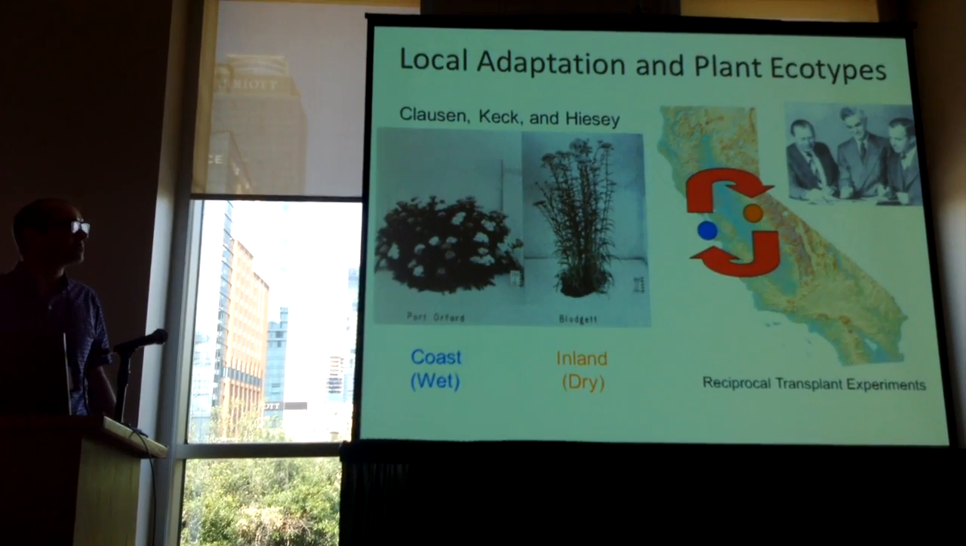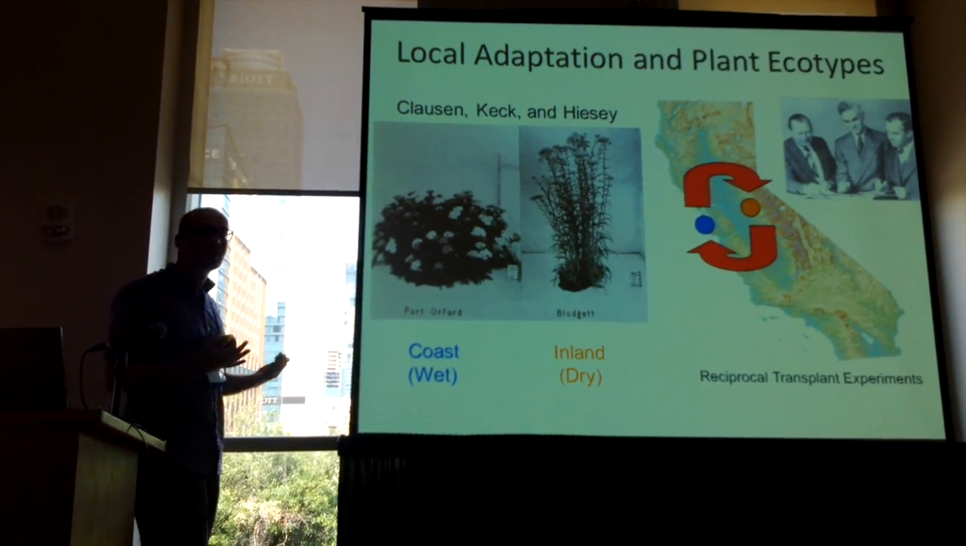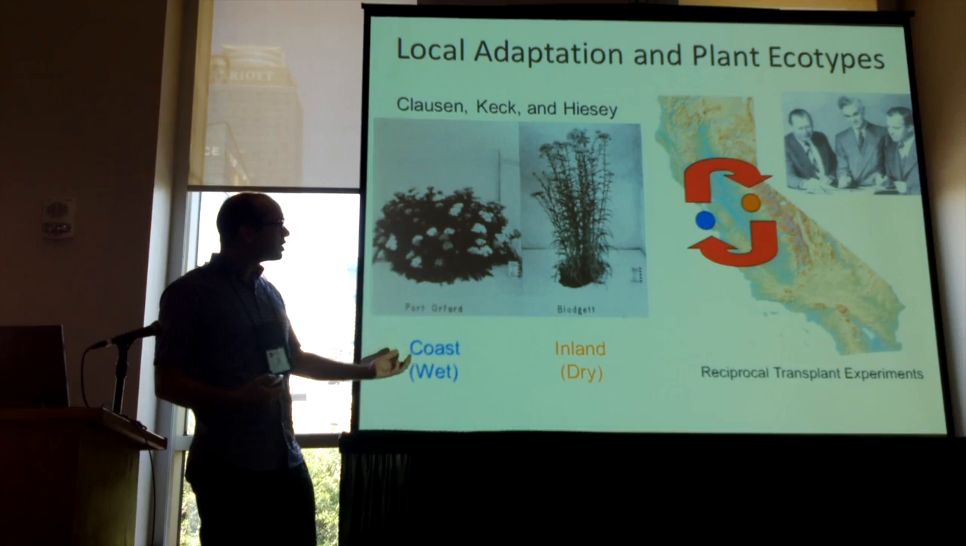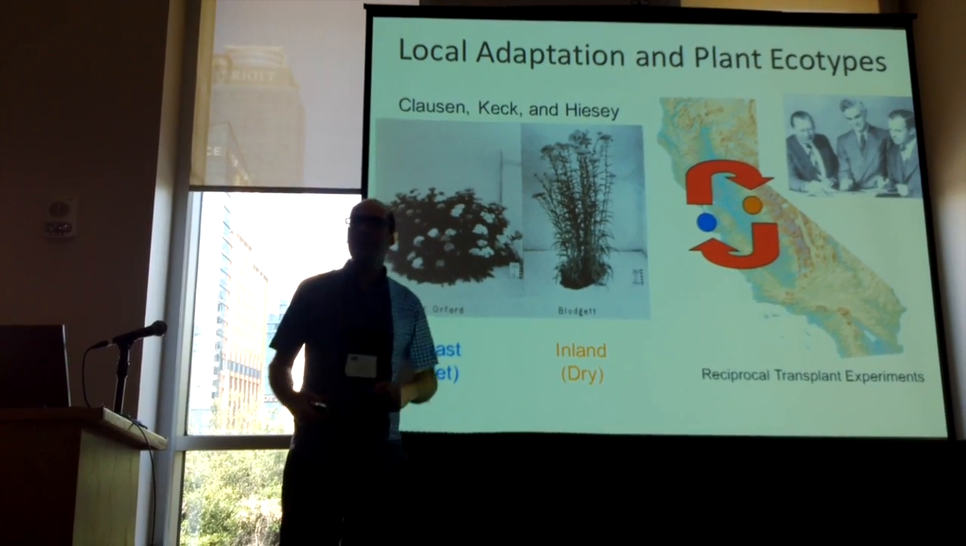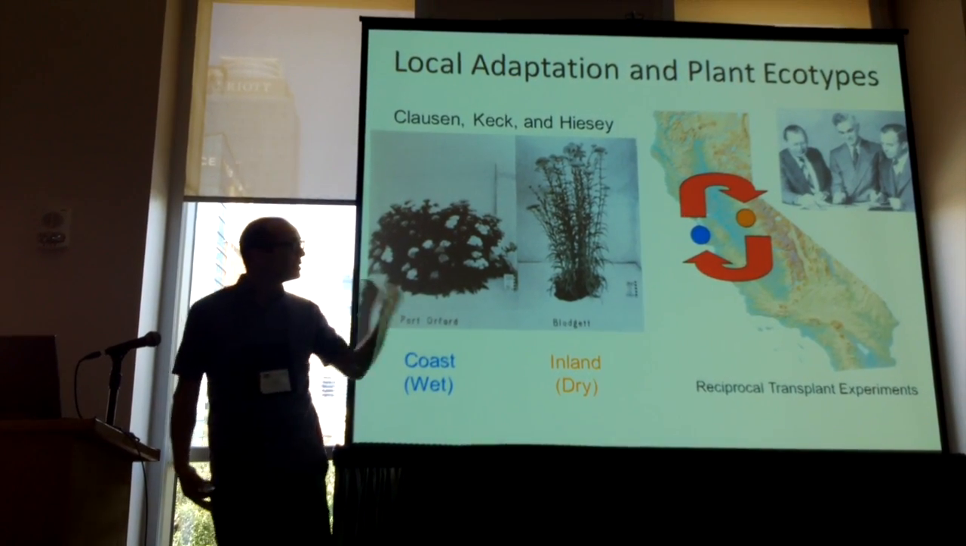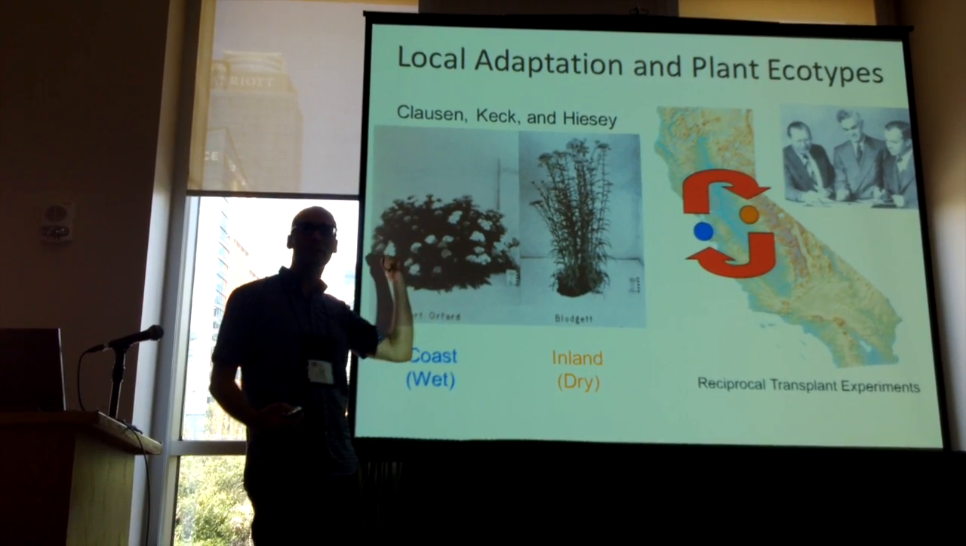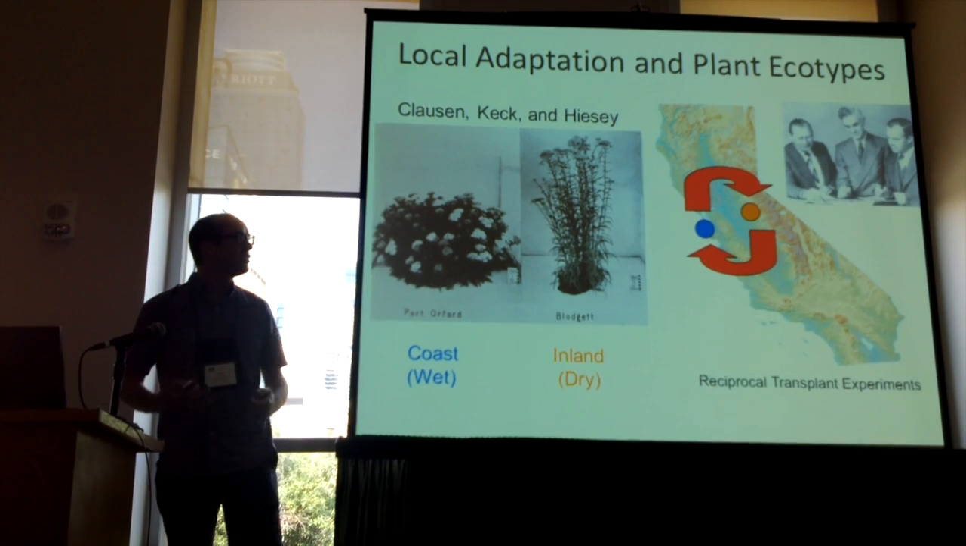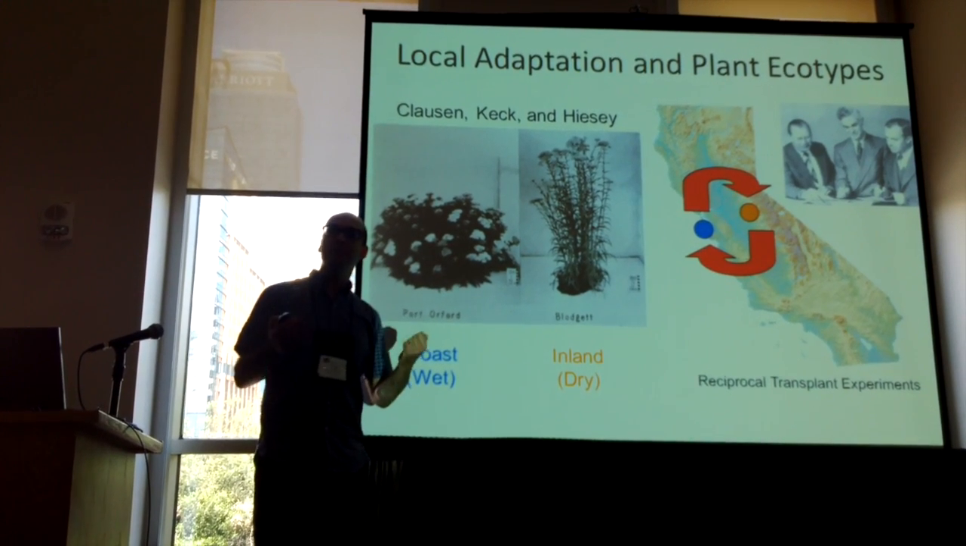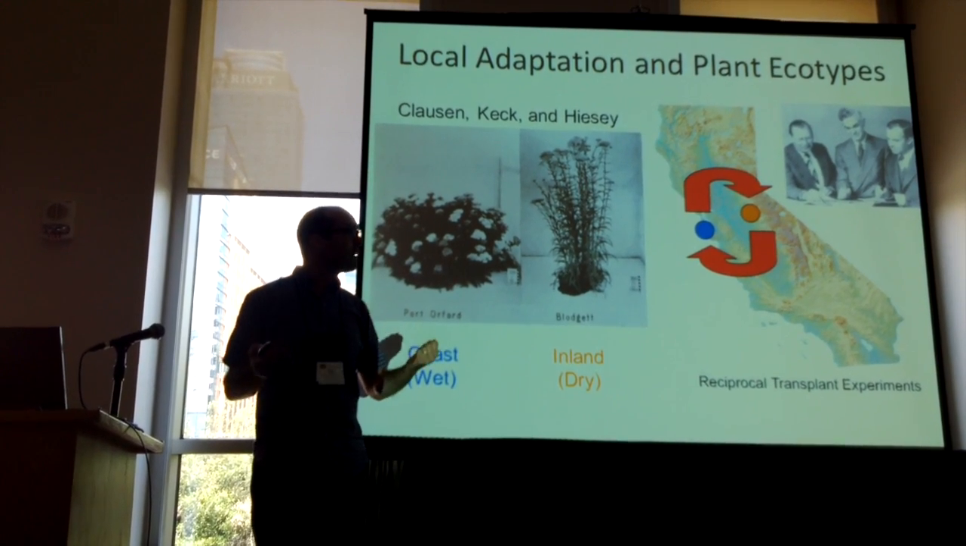So Clausen, Keck, and Hiesey followed up on his work and took coastal and inland populations in California and took it to the next level. They started doing reciprocal transplant experiments where they took coastal ones, put them inland, and put inland ones at the coast. And from this, they could figure out that they're locally adapted to their individual habitats.